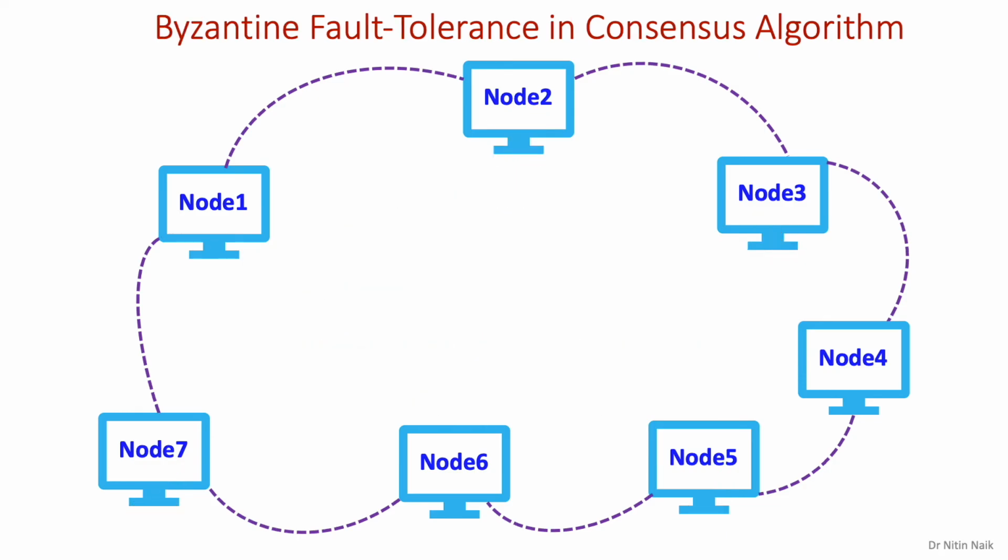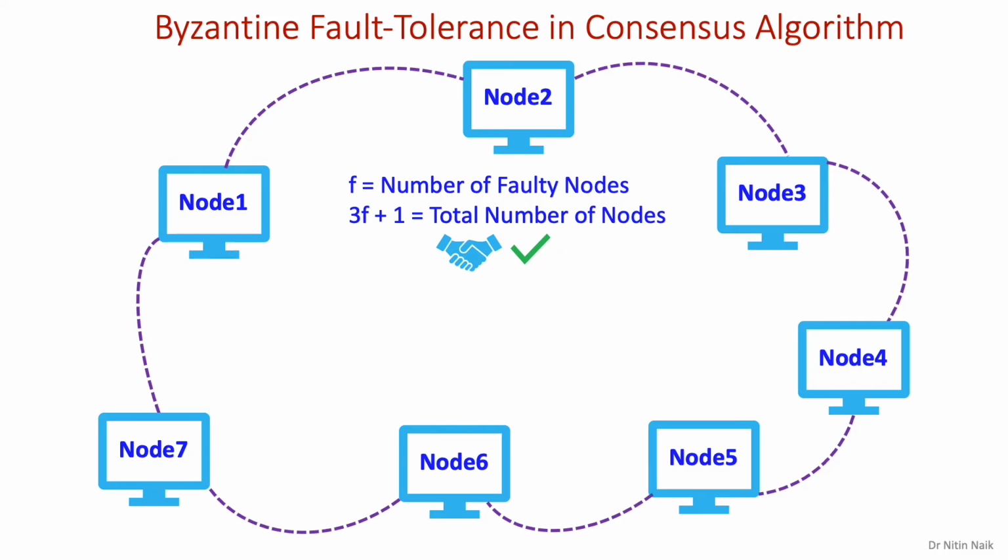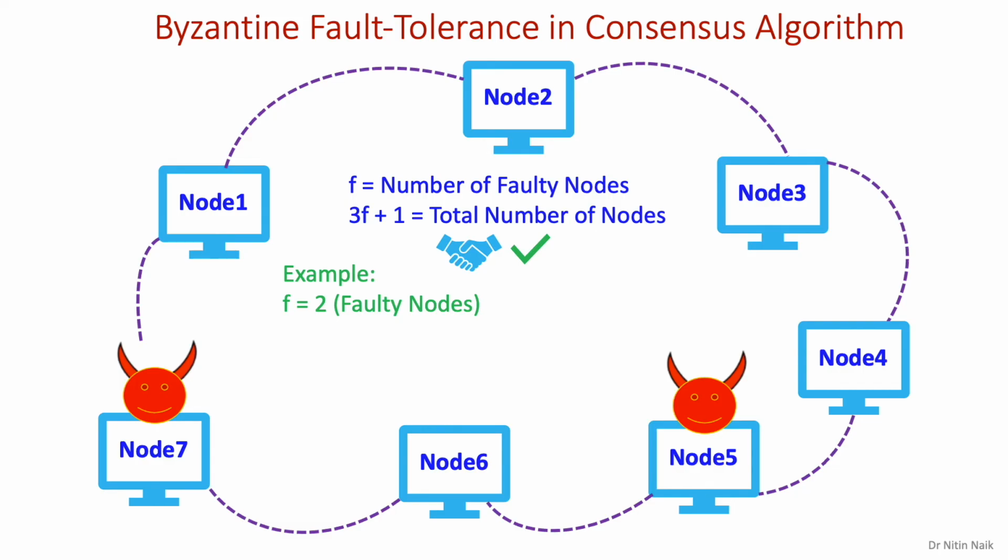Now look at the Byzantine fault tolerance process. If a consensus algorithm is resilient against Byzantine faults, then it can normally reach a consensus in the event of f faulty nodes if the total number of nodes is 3f plus 1 or greater. Let's have a look at an example. If f equals 2, meaning 2 faulty nodes in the system, then we need 3f plus 1 total nodes. That is 3 times 2 plus 1 equals 7. So this system can tolerate only 2 faults. Again, this is a generic rule and may vary from algorithm to algorithm.